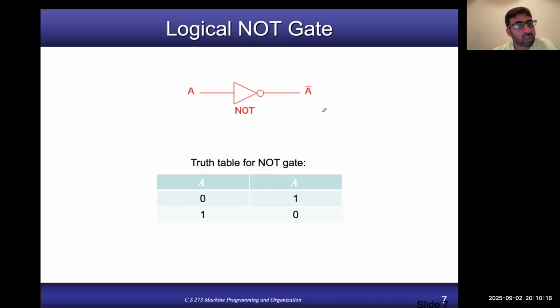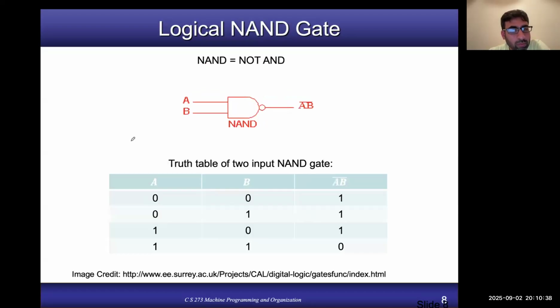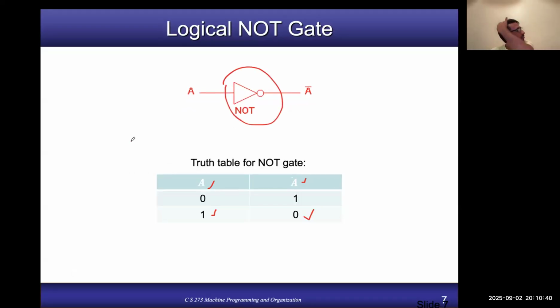There is another operation which is known as the NOT operation, logical NOT operation. Actually it is just complement. So if the input is 0, then A complement will be 1, and if the input is 1, the output will be 0. This operation is indicated by the NOT gate, which has this particular symbol here. Any questions?